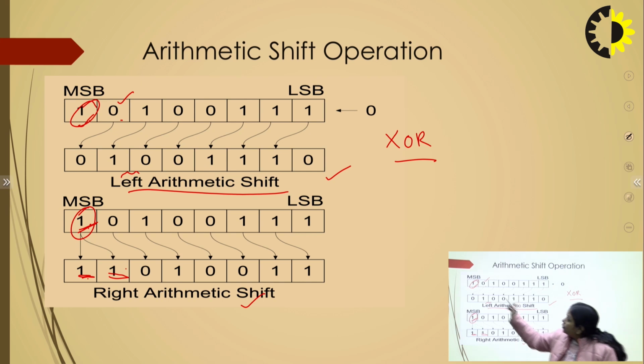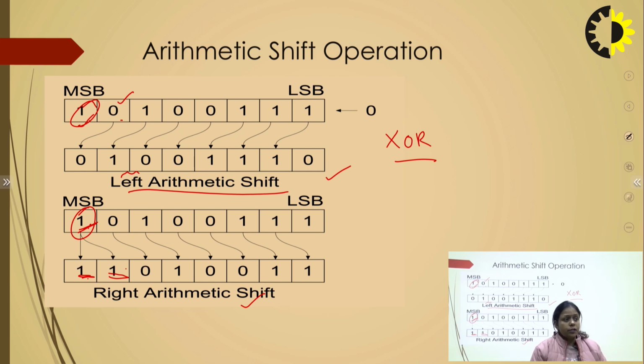But if these two bits are different, what does it mean? Obviously, when we lost the MSB bit, the sign has changed. So then there can be a possibility of overflow here. So in the case of left arithmetic shift, we have to check the overflow case also. So this is the arithmetic shift operation.